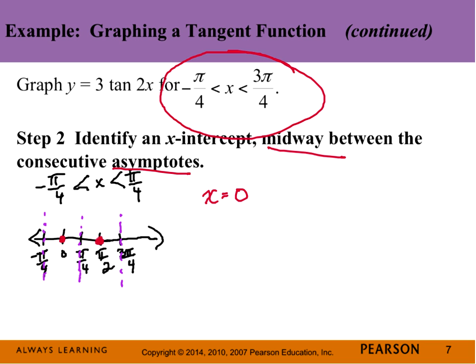Okay, so we have our asymptotes for the domain that we've been asked to work with. We have our x-intercepts with the domain. Now we want to find those midway points, the ones that are 1/4 of the way through and 3/4 of the way through the period.